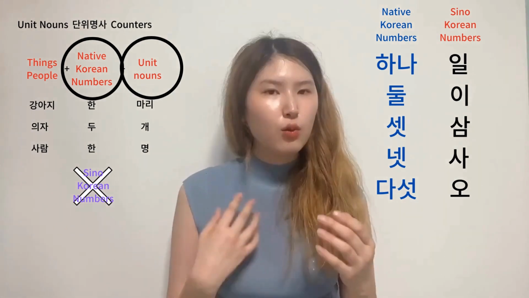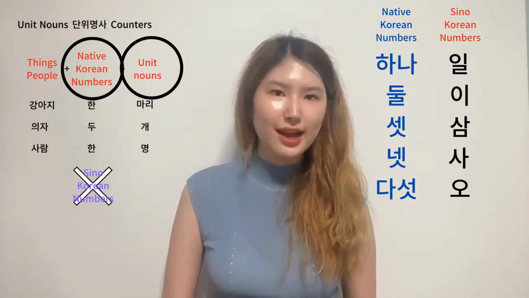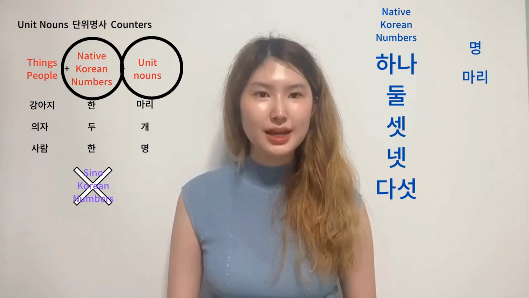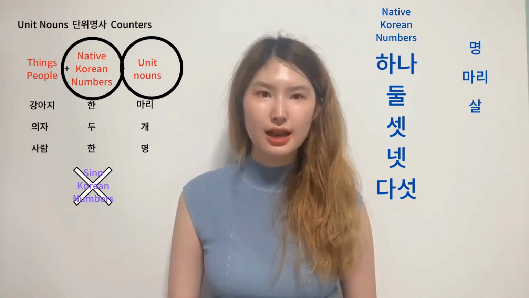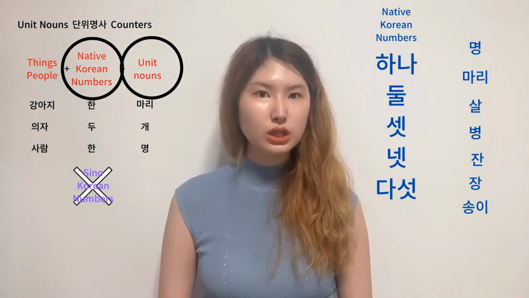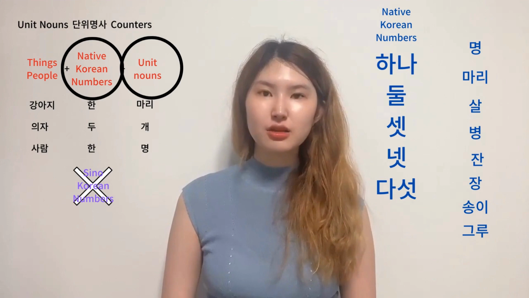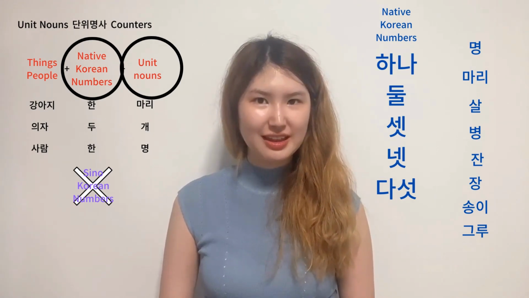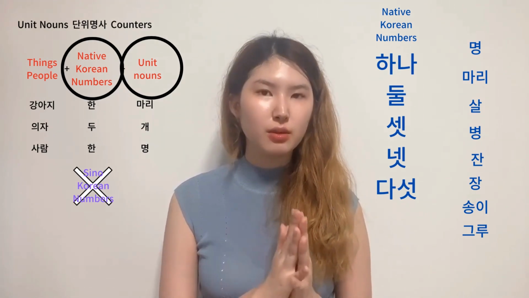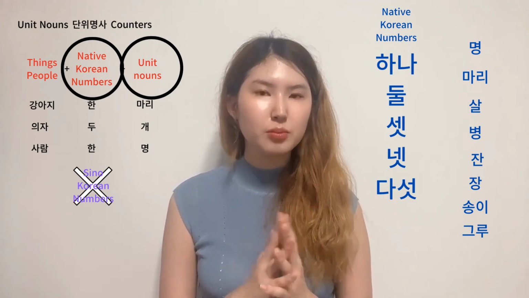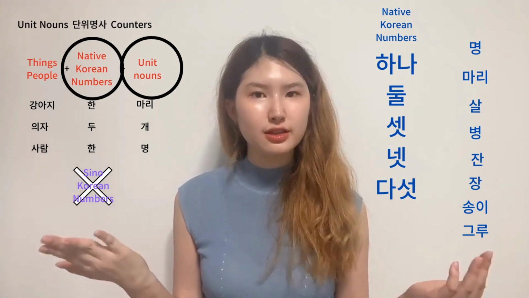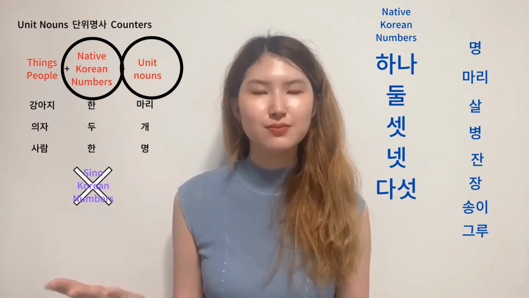Before we learn what form you should use before unit nouns, examples of unit nouns are 명, 마리, 개, 살, 병, 잔, 장, 송이, 그루. These are the basic unit nouns in Korean. As I've said before, the form of native Korean numbers slightly changes before unit nouns. So now I'm going to let you know how they change.